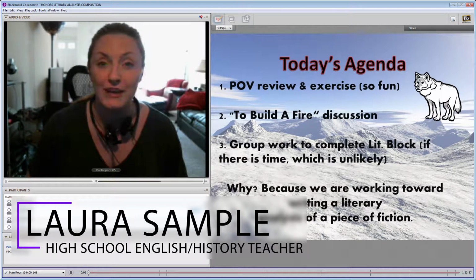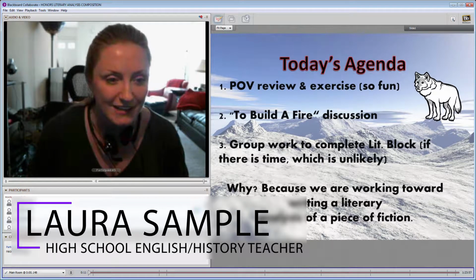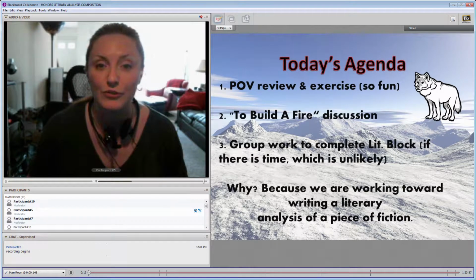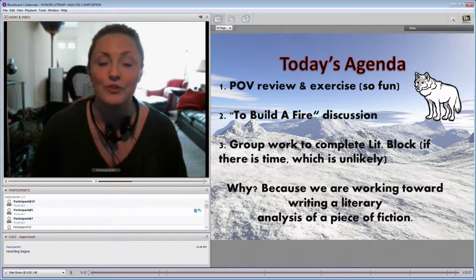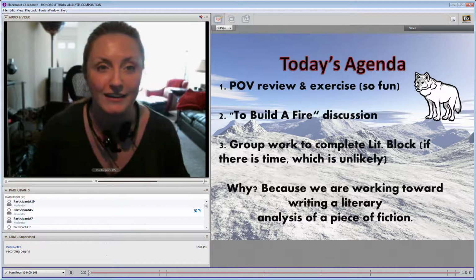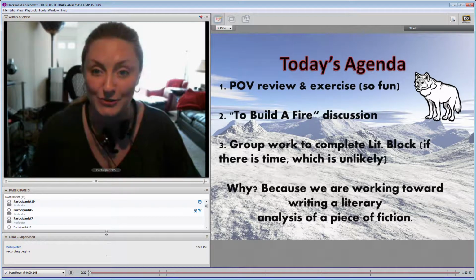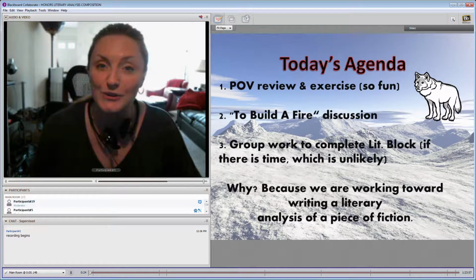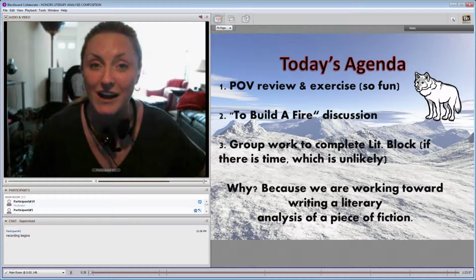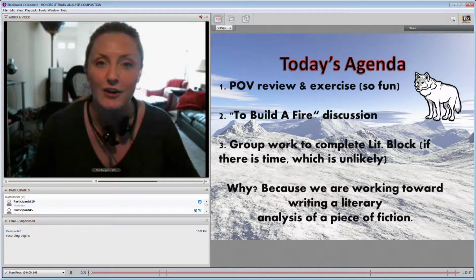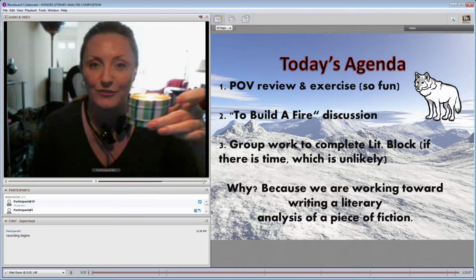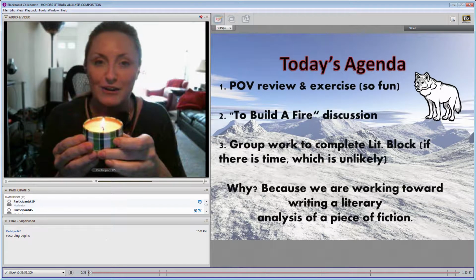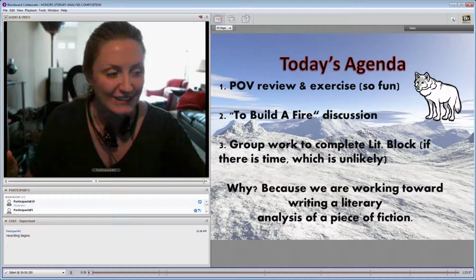We are making our way through literary analysis, and I wanted to put up the agenda for you all here today. The first thing that we're going to do is a point of view exercise, and I think you're going to find this a lot of fun. I know that I do. We are, of course, going to be discussing the story that we've all started to discuss already in biology class, which is To Build a Fire by Jack London.